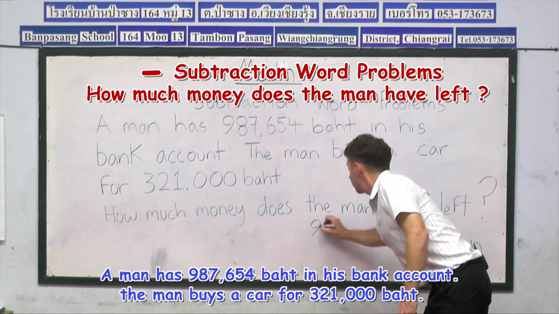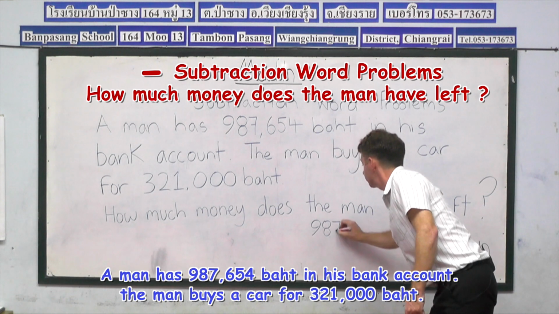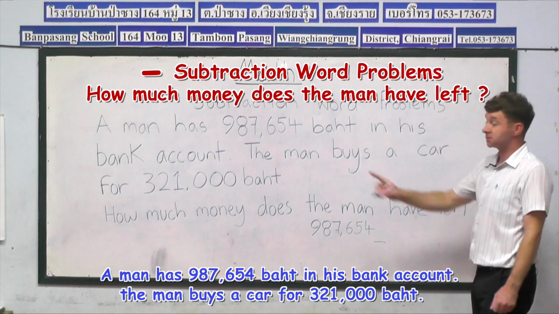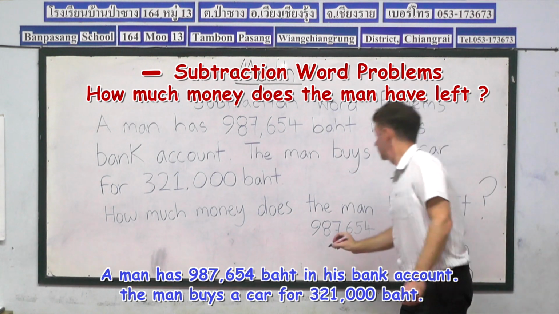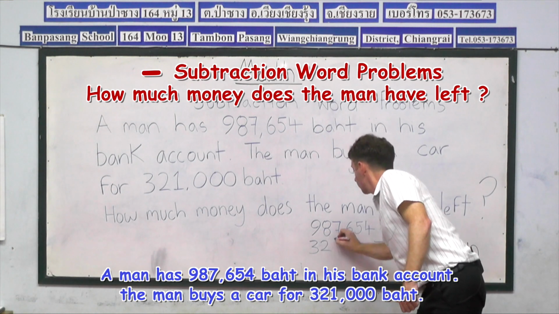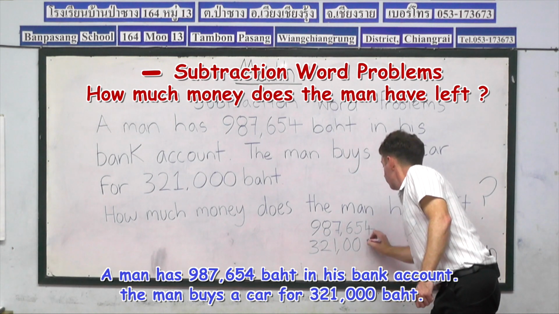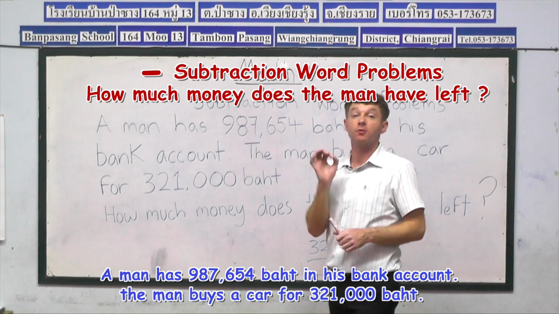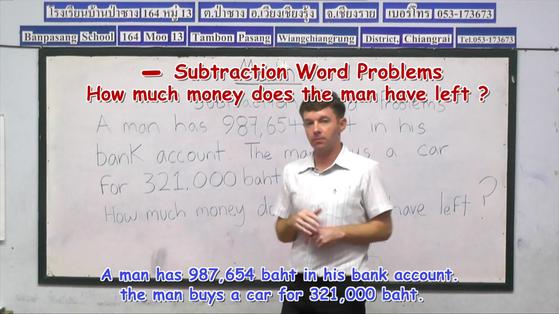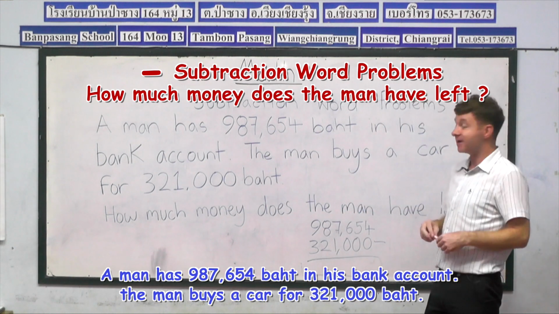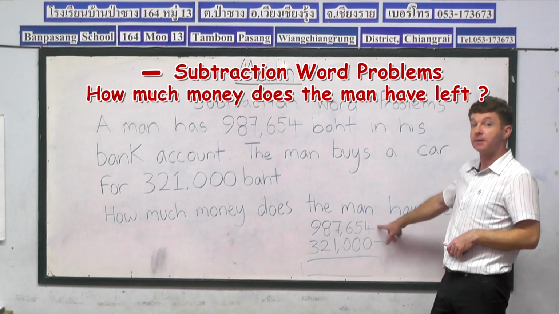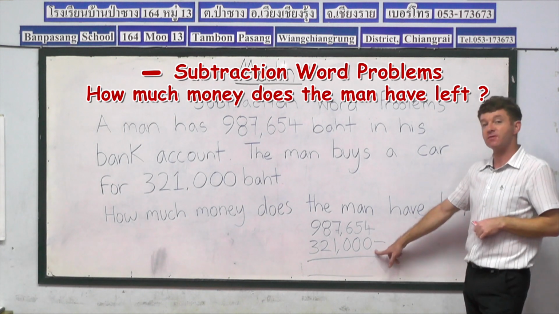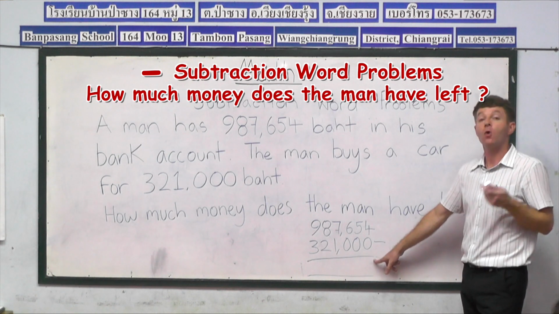987,654. So 9, 8, 7, 6, 5, 4. Minus 321,000. Excellent. So you see, we have correctly read and understood the subtraction word problem, which is the most important part. My students have correctly identified this is the number we need to begin with. It's usually the highest number in a subtraction problem. And then we've identified the number that we need to subtract or take away.